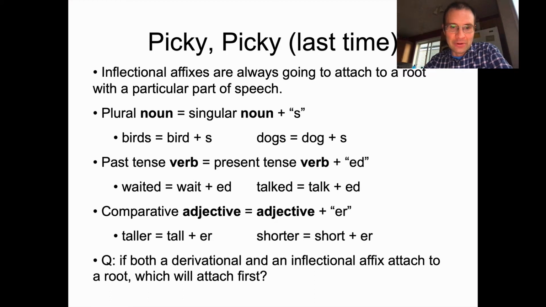There's no other way they're going to work. There's no ambiguity in that really either, except for the fact that we happen to use the same sound string, the suffix s, for 3 different kinds of inflectional affixes, which I guess is just random chance more than anything else. That being said, I will ask you a question here. If you have both a derivational and an inflectional affix attaching to a root in some order, which one of these is going to attach first, the derivational or the inflectional affix? I'll let you think about that for a second.